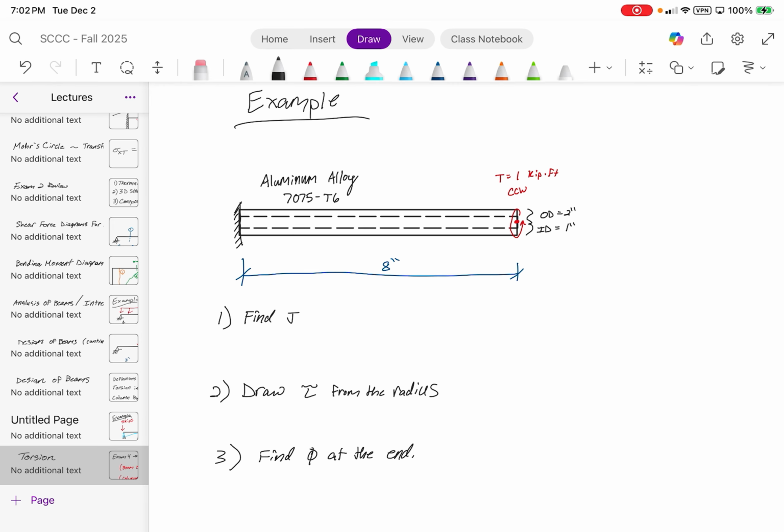The way it looks is, if you were to cut a cross section through it, all of this is material, which means it's hollowed out. So you can't just say J is just for the inside part. Let me ask you this. What is the entire cross-sectional area? Outside minus inside, right?